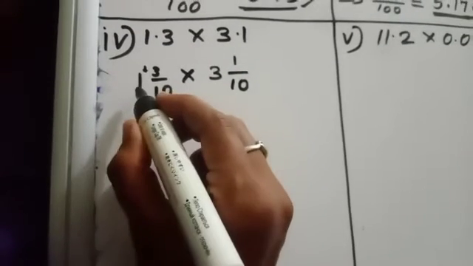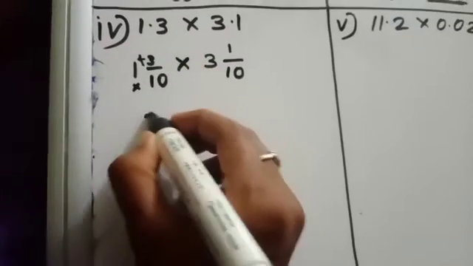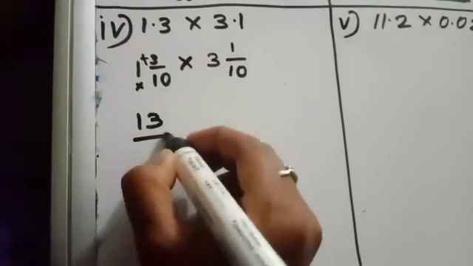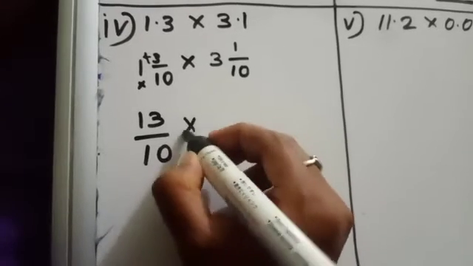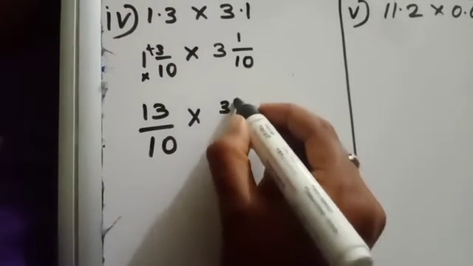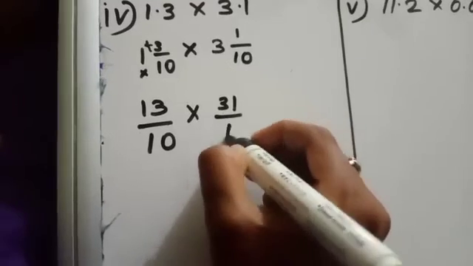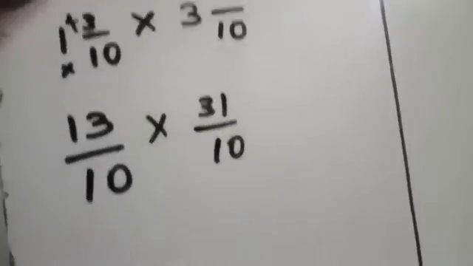10 ones are 10 plus 3. You have to add. So you will get 13 upon 10. Next, 10 threes are 30 plus 1, 31 upon 10. Now both we have got in the form of fractions. So now you can do the fraction multiplication.